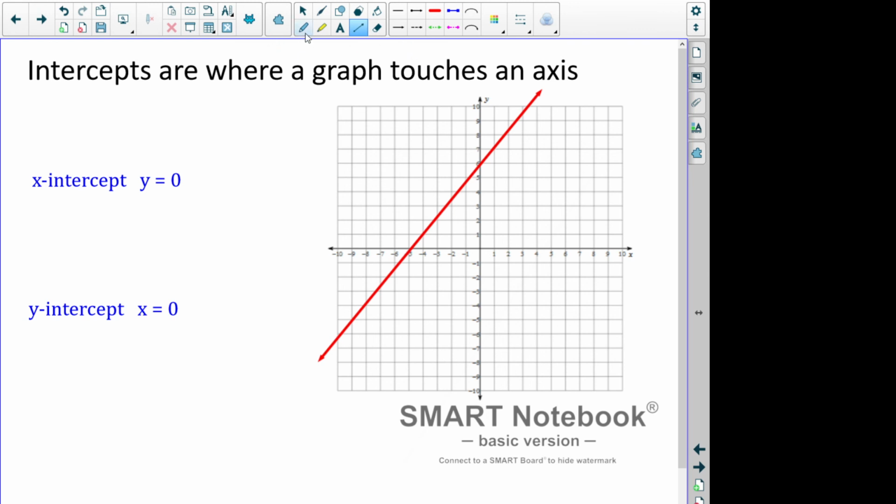Okay, so if I look at this line, the x-intercept is where it crosses the x-axis. So where it crosses the x-axis on this line is right here at 5. Sorry, at negative 5. It crosses the x-axis at negative 5. So I would say my x-intercept for this red line is going to be negative 5, 0.